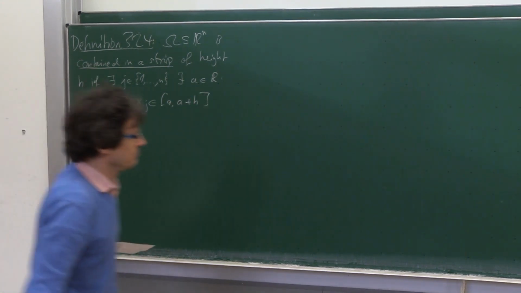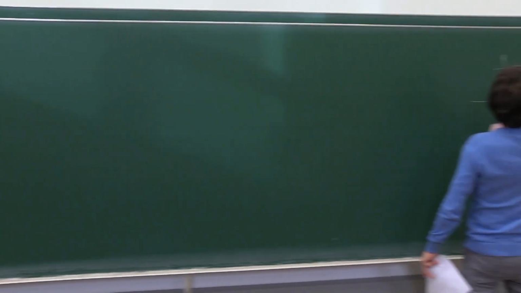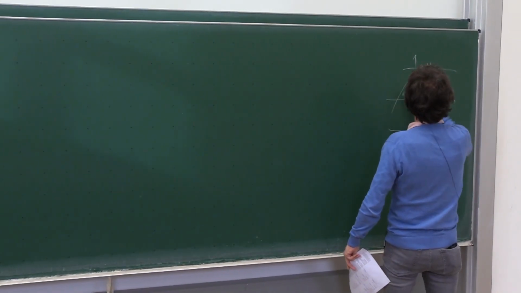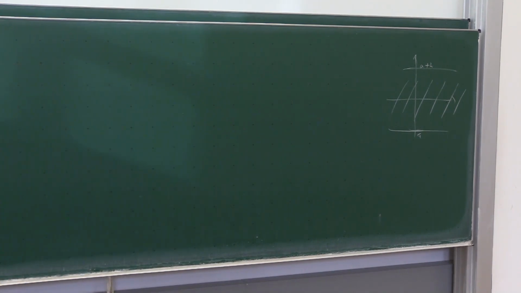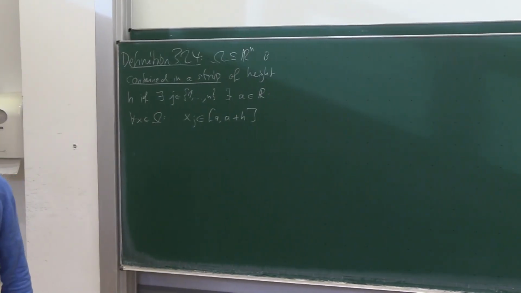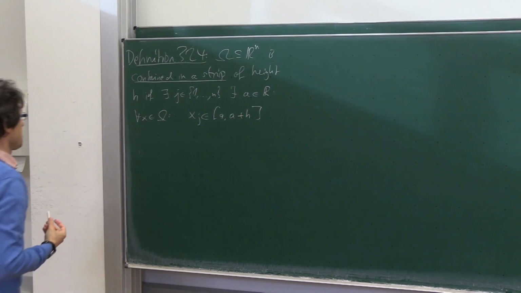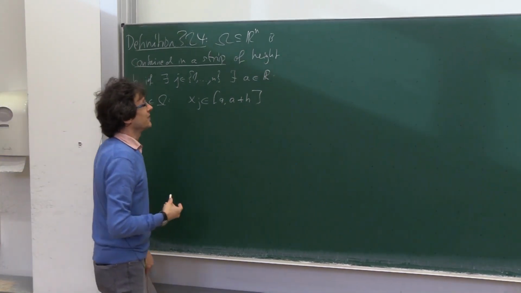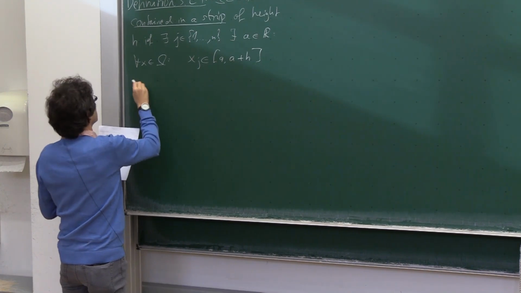the jth component of x is in [a, a+h]. In 2 dimensions, this means there is some strip in which the domain lies. You can also see it this way: the domain is contained in a strip if there is one coordinate direction in which the domain is bounded. It need not be bounded as a whole, but it has to be bounded in one coordinate direction.